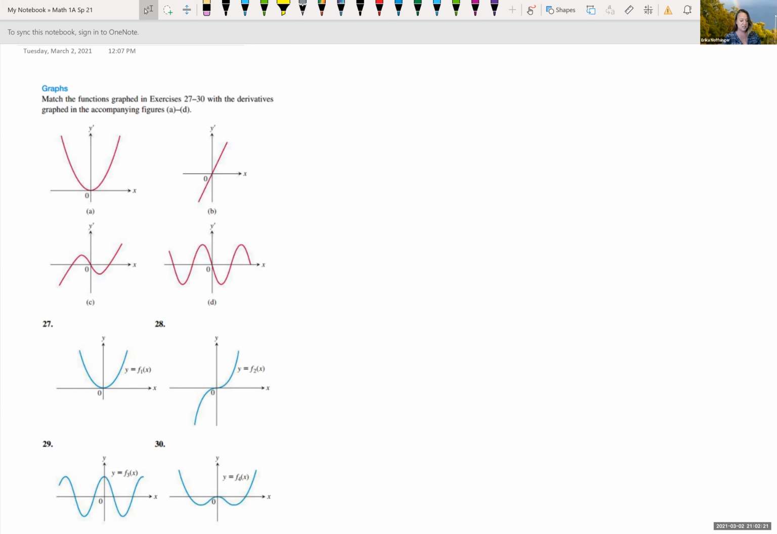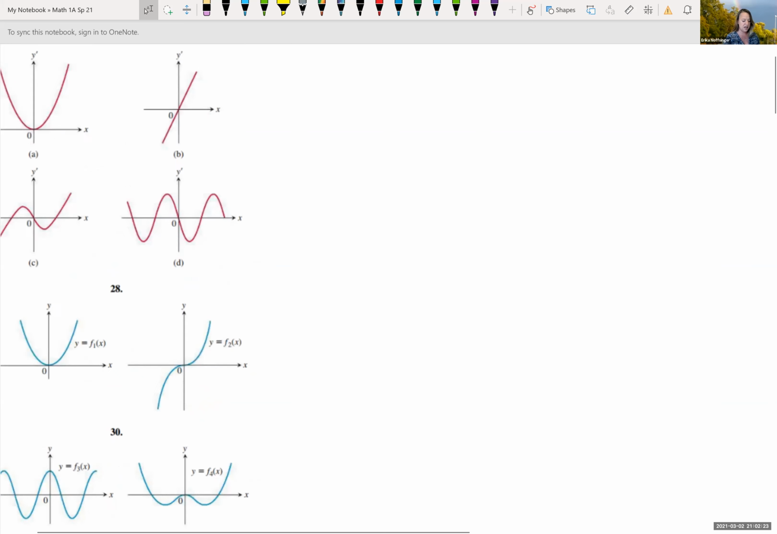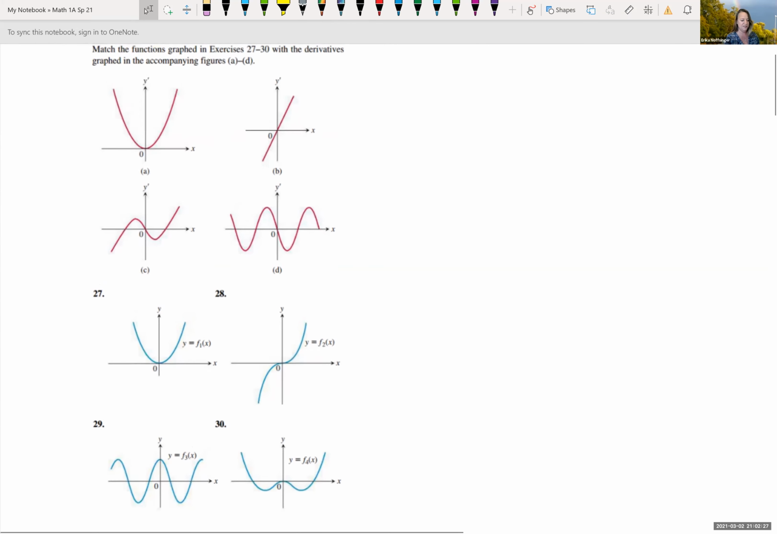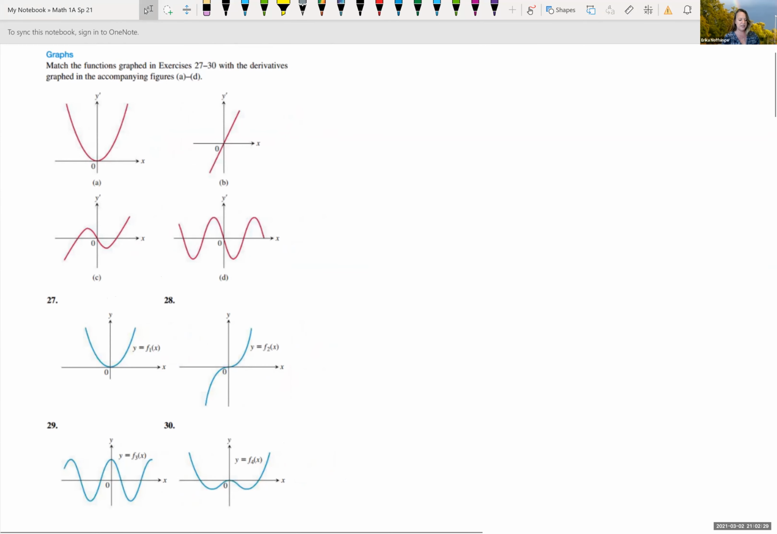And so in front of us, we have pictures of functions f of x. Those are 27, 28, 29, 30. I pulled those from your textbook. And then above are the derivative functions, so that is the graph of the derivative of a function. And so we were going to try to figure out which function graph matches with the derivative function's graph.